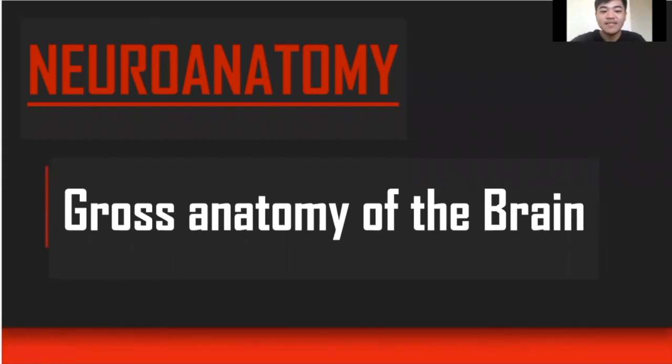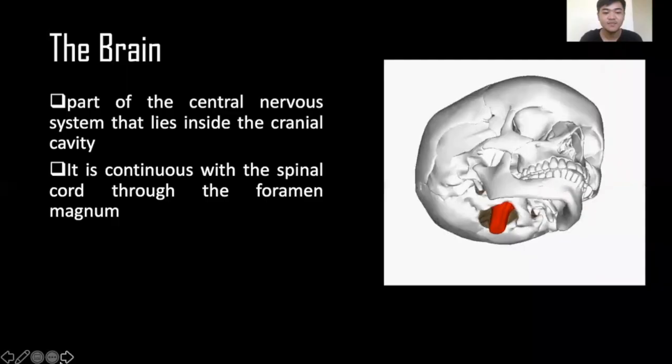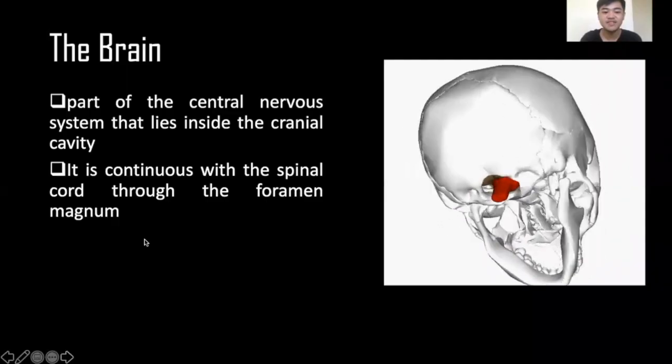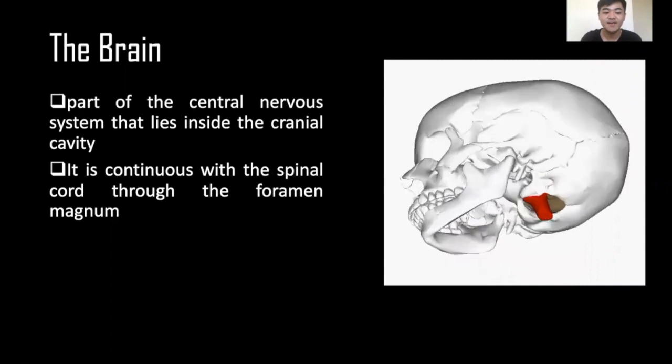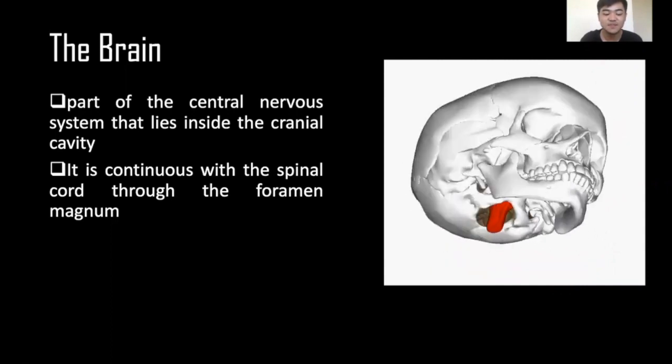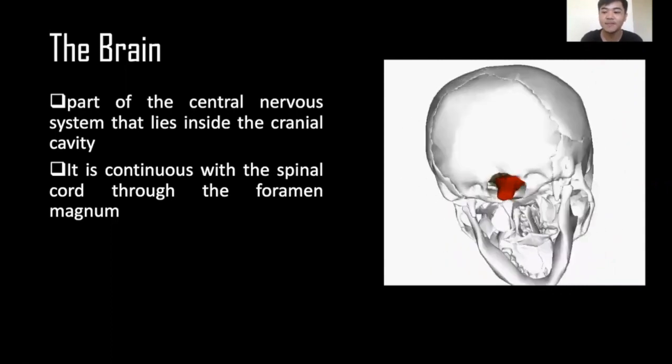Today, we will be discussing the gross anatomy of the brain, specifically its division: the forebrain, midbrain, and the hindbrain. So let's start. The brain is part of the central nervous system that lies inside the cranial cavity. It is continuous with the spinal cord through the foramen magnum.